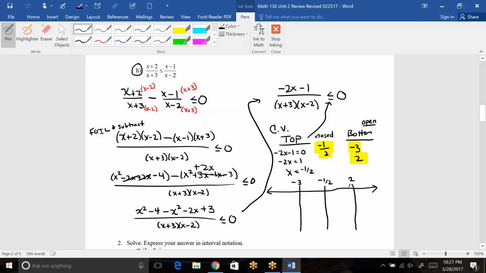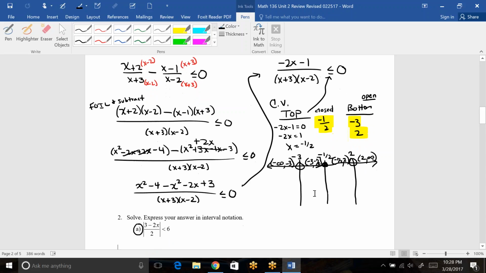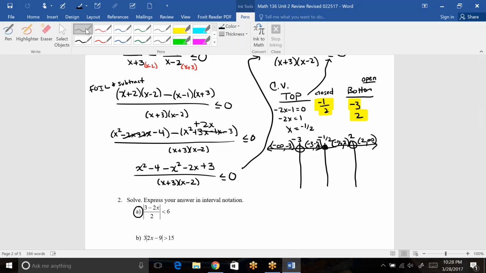The bottom ones are open, so open circle, and the top one is closed. So that helps me set up my intervals with the correct symbols. Negative infinity to negative 3, negative 3 to negative 1/2 with a bracket, negative 1/2 to 2, bracket on the 1/2, parentheses on the 2, and 2 to infinity. Those are kind of hard to read. Okay, so then what we do is we pick our test values for each region.